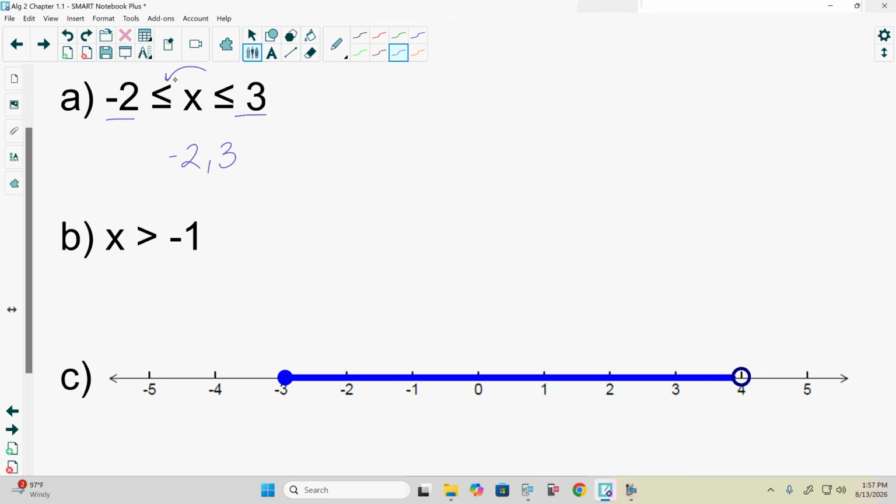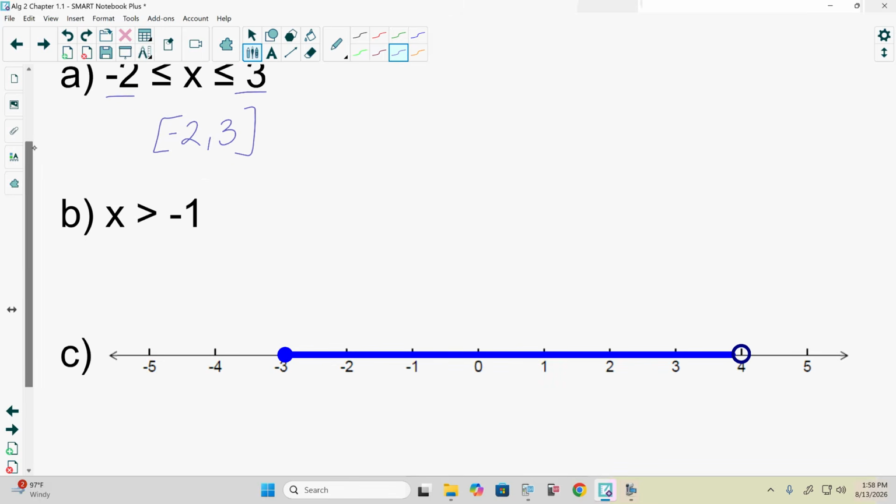-2 is less than or equal. So since it's equal, we would put a bracket. Then we would look at the 3. X is less than or equal to 3. So we would also have a bracket. If it had just said less than, it did not have the equal sign, we would put a parenthesis. That is it. Questions on this here? Question?